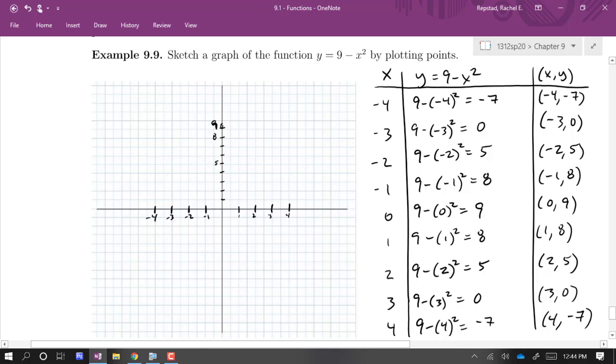Okay, so (0, 9). 1 and -1 both map to 8. 2 and -2 both map to 5. And 3 and -3 both map to 0. And then 4 and -4 both map to -7. So now we have these points, and what's important is to do our best to connect them with a continuous curve. And then also notice what I'm doing on the end.